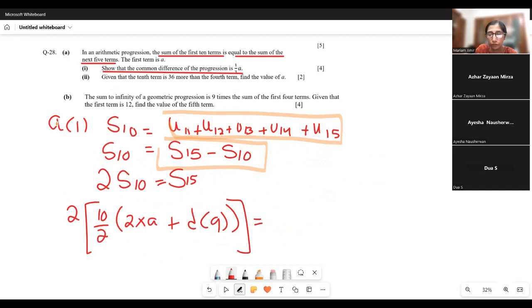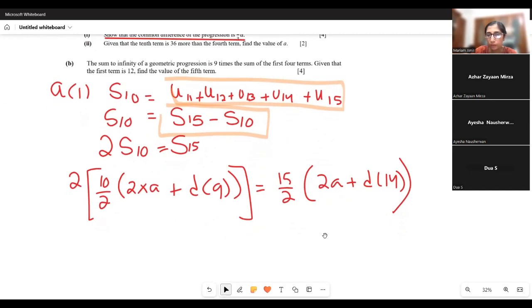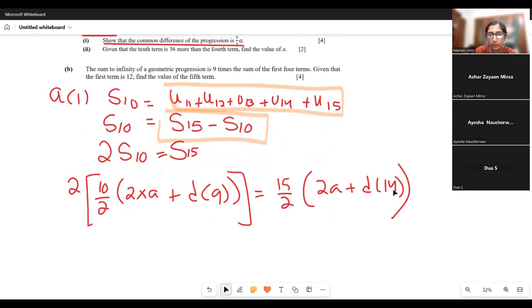equals to sum of 15 terms n over 2 2a plus d n minus 1 is going to be 14. अब इसको cancel, rearrange, सब कुछ करो and you should get what d is equal to 1 by 3a.